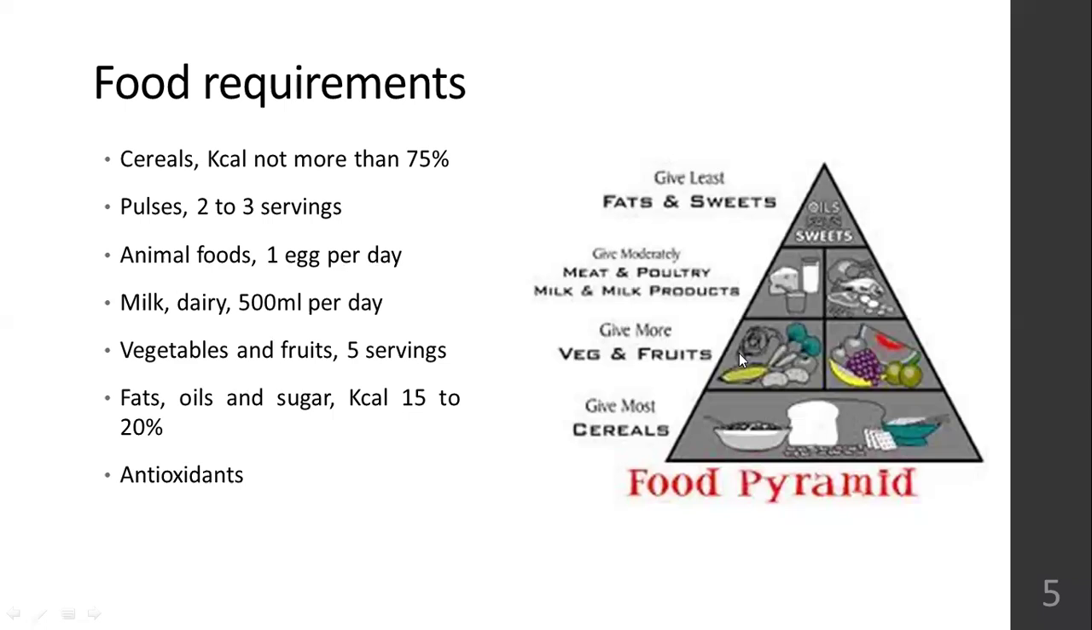And antioxidants, if you are having fresh fruits and vegetables, automatically you are getting enough amount of antioxidants. You don't have to worry about it. Have a handful of nuts and seeds, at least one whole fruit per day, a small bowl of salad in lunch and dinner. These things will take care of your antioxidant requirements.